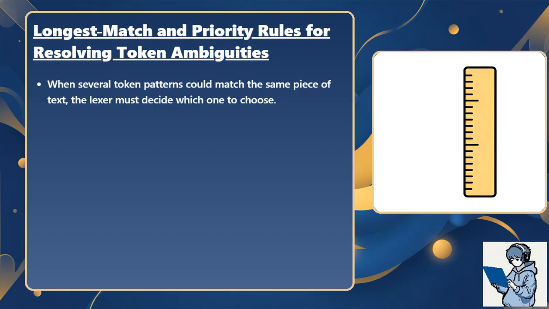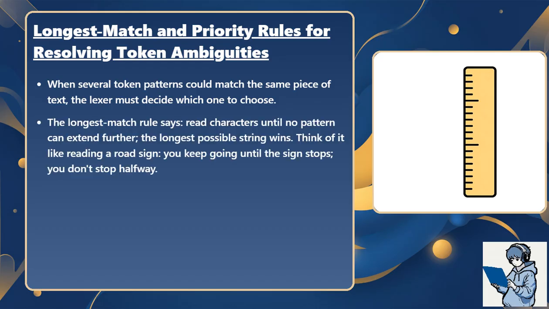When several token patterns could match the same piece of text, the lexer must decide which one to choose. The longest match rule says: read characters until no pattern can extend further; the longest possible string wins. Think of it like reading a road sign: you keep going until the sign stops, you don't stop halfway.